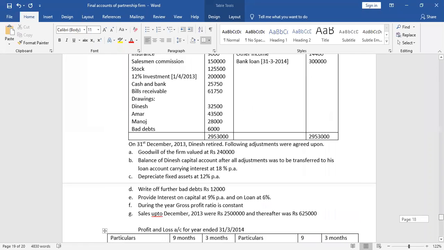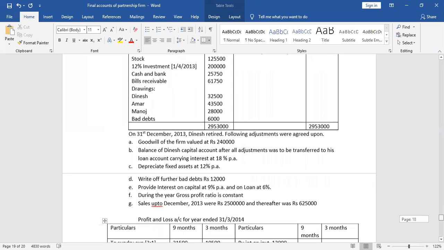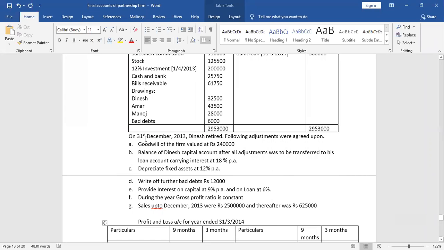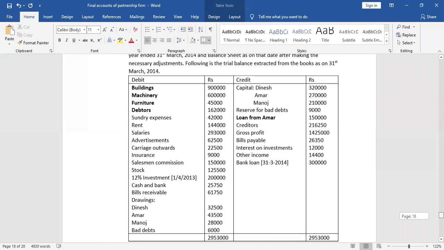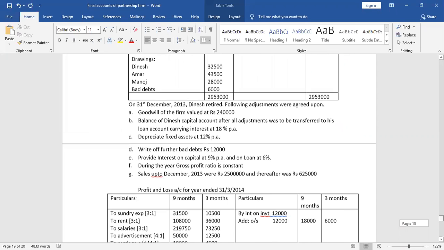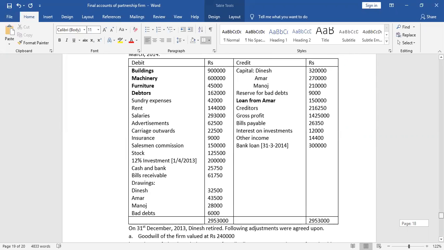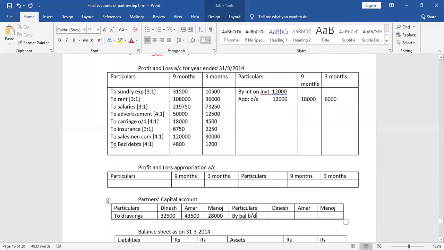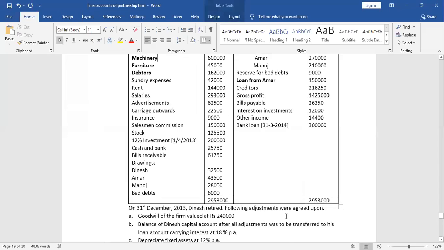Now we have, on the credit side, capital. We will write by balance brought down. What is the capital balance? 3,20,000, 2,70,000 and 2,10,000.